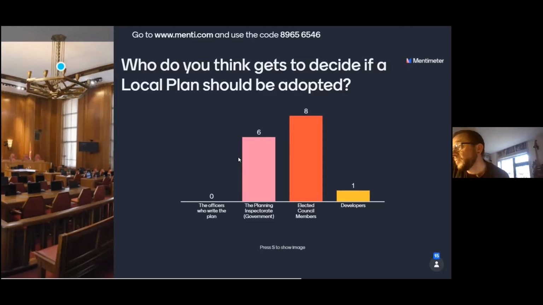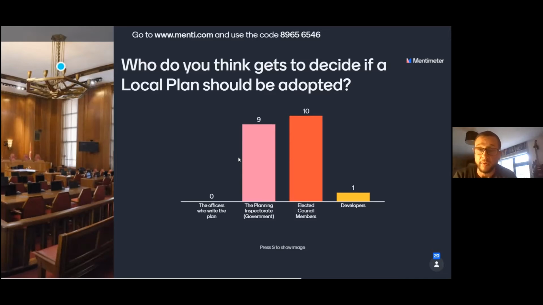More coming through at the moment. I think this is a bit of a trick question, but I think you've got it right. Broadly, most of you have voted that it is decided, essentially adopted, by elected members. We will draft the plan, and the plan is drafted on our evidence base and the consultation and the process we have been going through for the last 18 months and will continue to go through for the next 18 months.